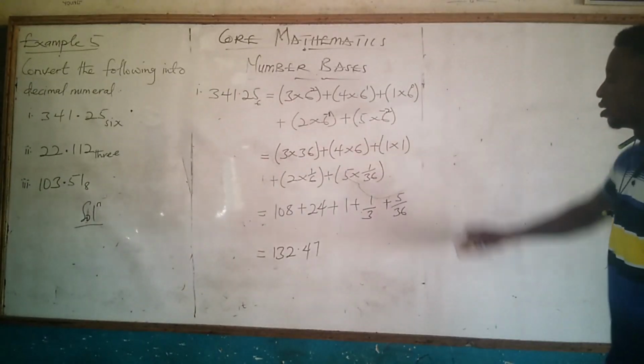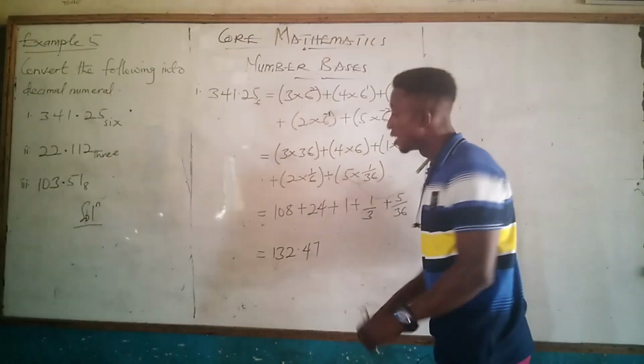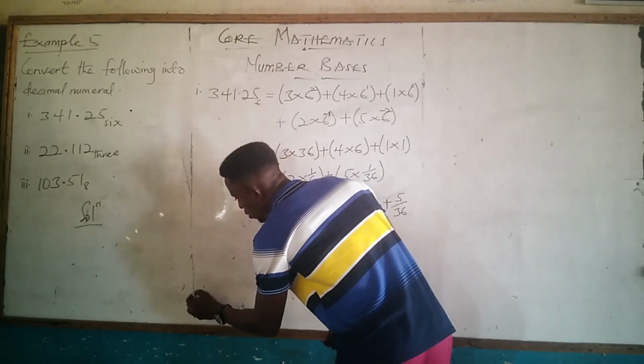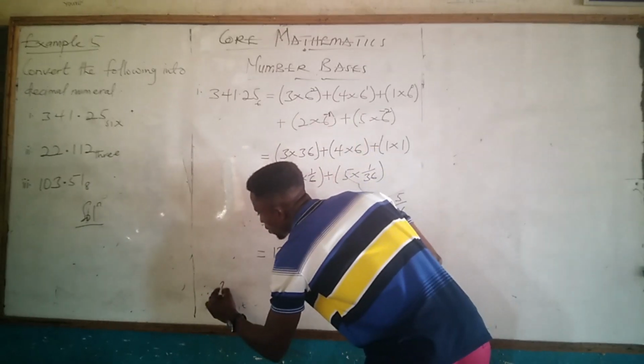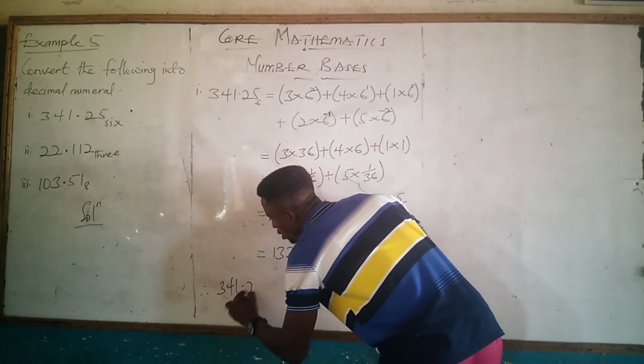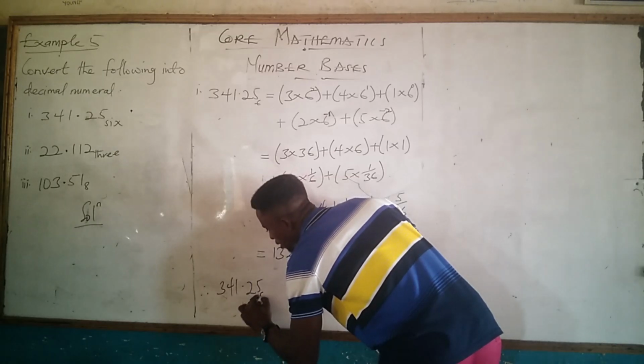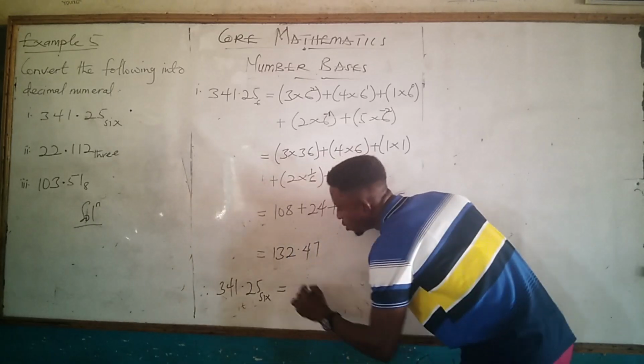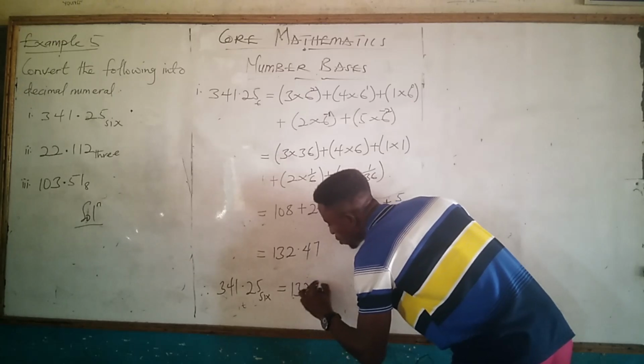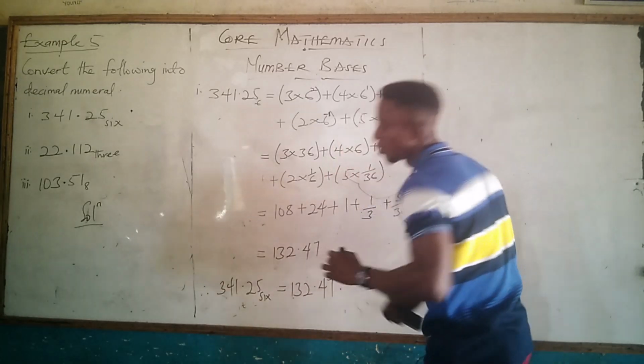So that is so. Then we say, therefore, you do that one for me. Therefore, 341.25 base 6 is equal to 132.47. That is that.